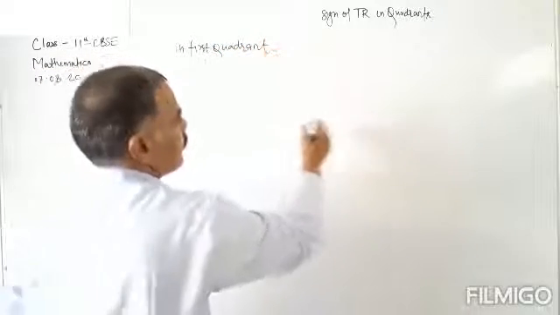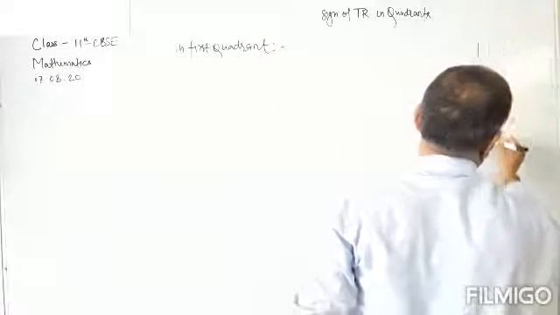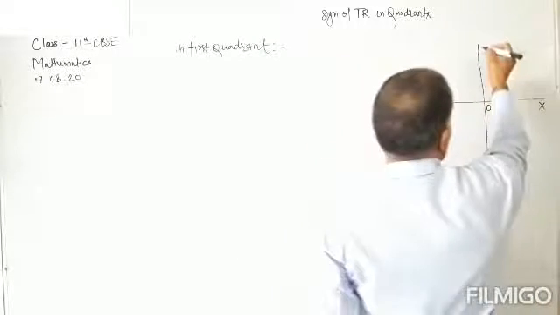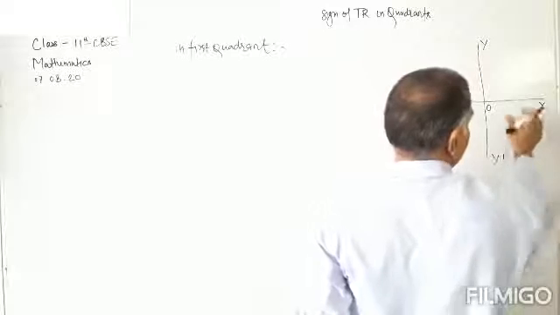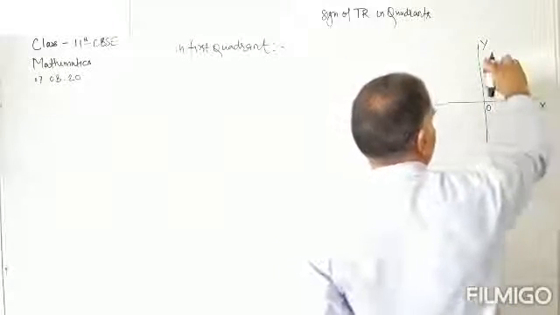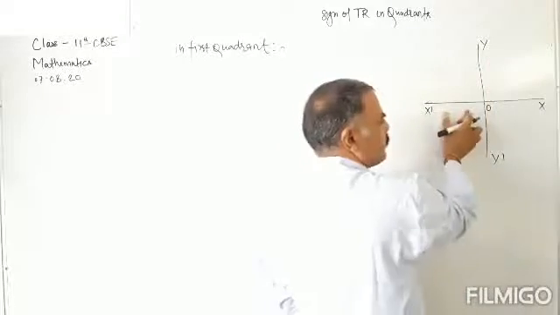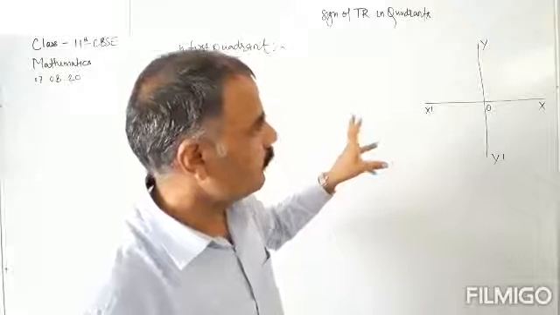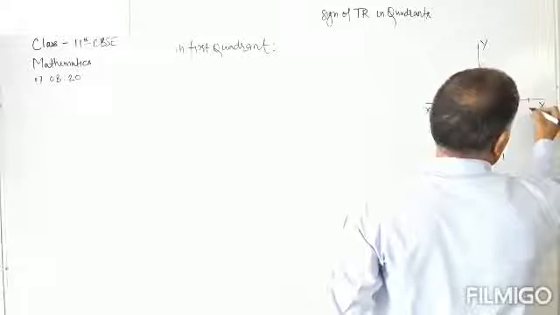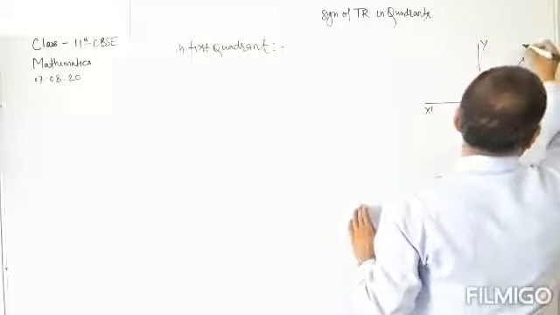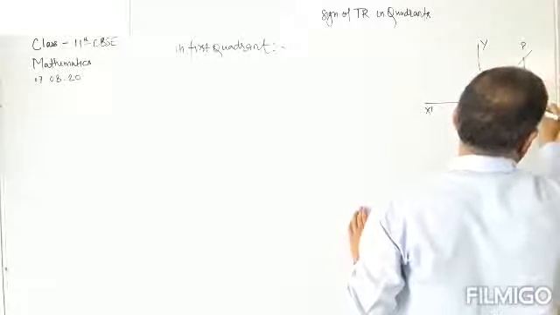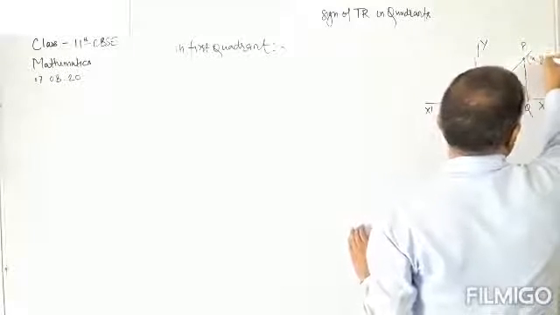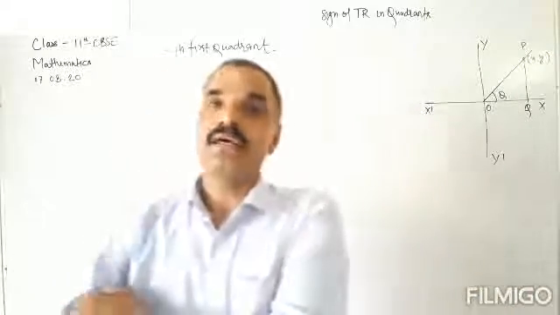In first quadrant, we know that this is y-axis, this is x-axis, XOX dash and YOY dash. Okay, this is positive side of x-axis, this is positive side of y-axis, this is negative side of x-axis, this is negative side of y-axis. Okay, and for the coordinate of any point, let this point be P, draw a perpendicular on this, that is Q, this is theta. Okay, and the coordinate of the point P is xy.